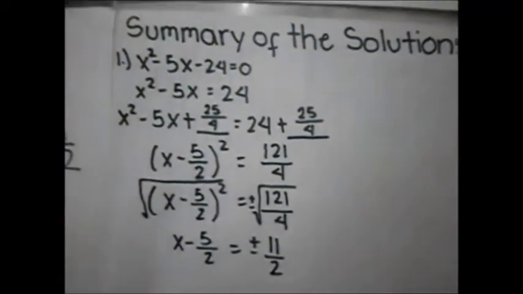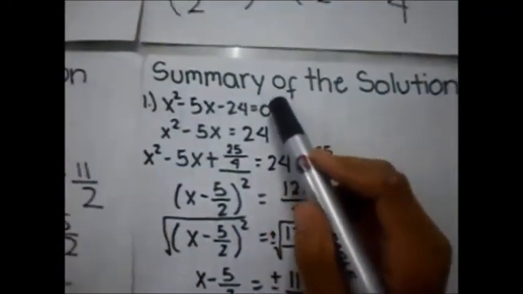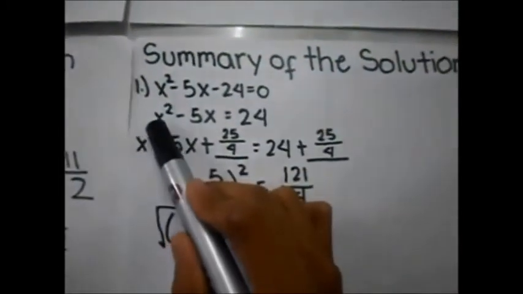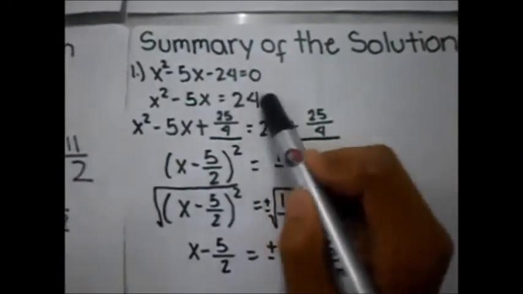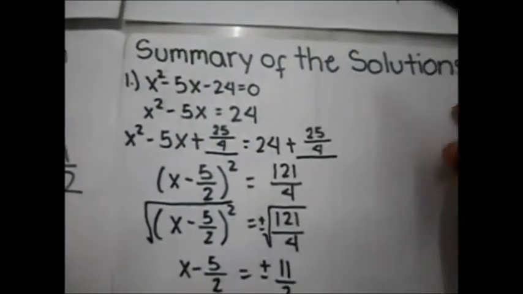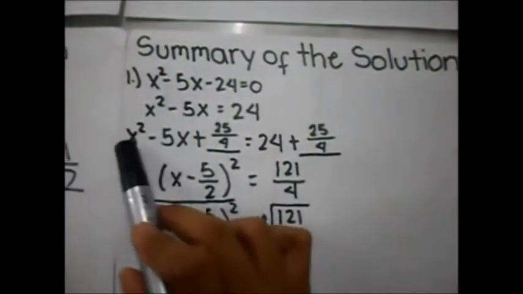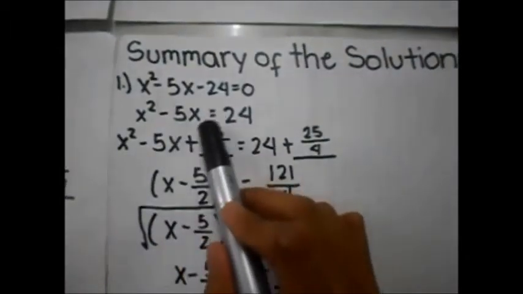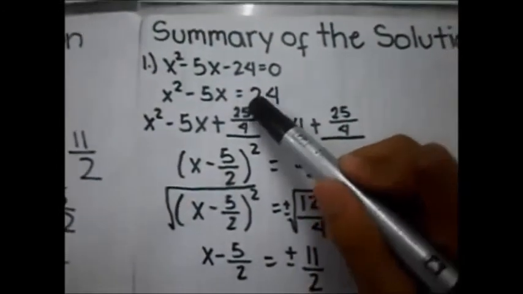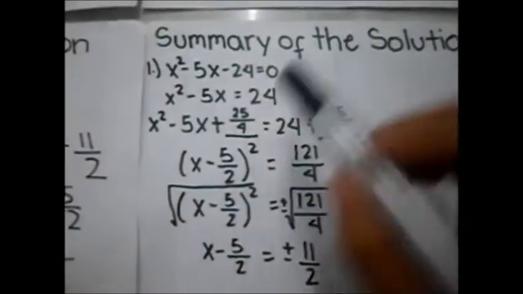This is the summary of the solution of the equation that I gave, which is x squared minus 5x minus 24 equals 0. Arrange the equation in the form ax squared plus bx equals negative c, which becomes x squared minus 5x equals 24. Then make the left member a perfect square trinomial by taking the square of 1/2 the coefficient of x and adding the result to both sides of the equation. So x squared minus 5x plus 25 over 4 equals 24 plus 25 over 4. We get the 25 over 4 by multiplying 1/2 times the coefficient of x, which is 5, then squaring. The answer is 25 over 4.